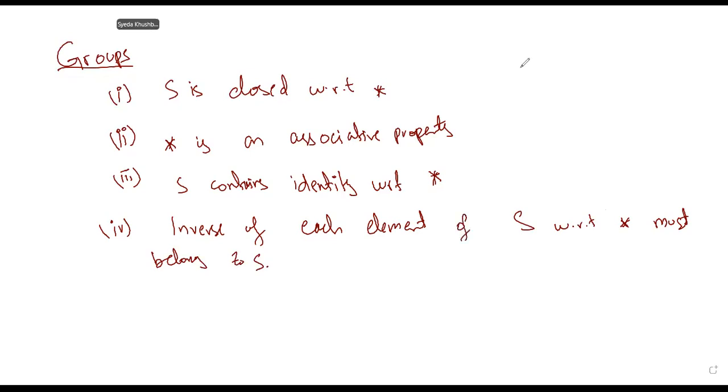Acha, theek hai. Now again, I'll refer to two examples. Let's say we are talking about the set of integers with respect to addition. So far we just know that this is the set and this is the binary operation. We need to determine if Z is a group with respect to addition or not.